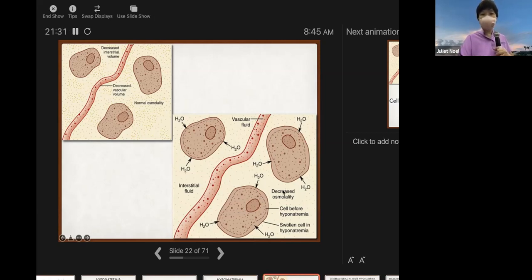This one, since there is higher water than sodium, what would happen is this water will tend to go in the cells. So you will have swelling, and that's why you have neurologic symptoms in patients with hyponatremia. They will start with headache. Some will have seizures if it's very severe hyponatremia because of the brain cell swelling.